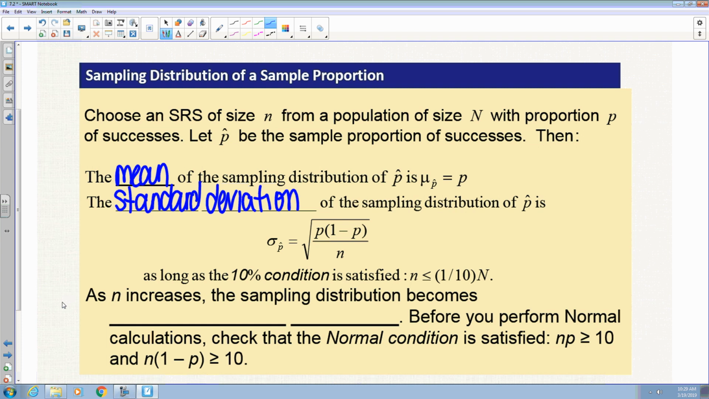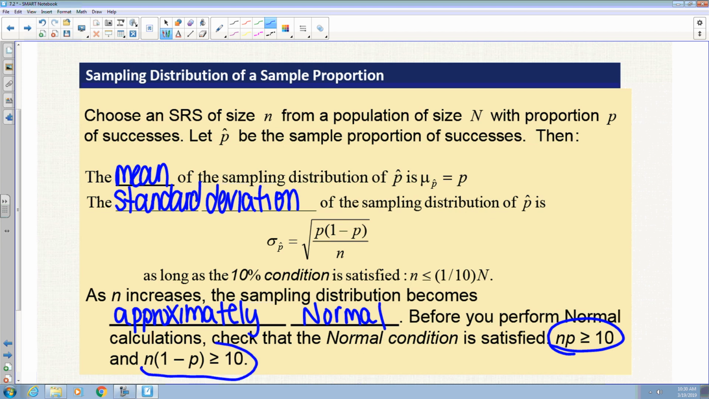I mentioned before that as n increases, the sampling distribution becomes more normal. We have to check two conditions to make sure that we can perform normal calculations with a proportion: n times p is at least 10, and n times 1 minus p is also at least 10. That was something we had to check on the binomial as well. We had to check that np and n times 1 minus p are at least 10.